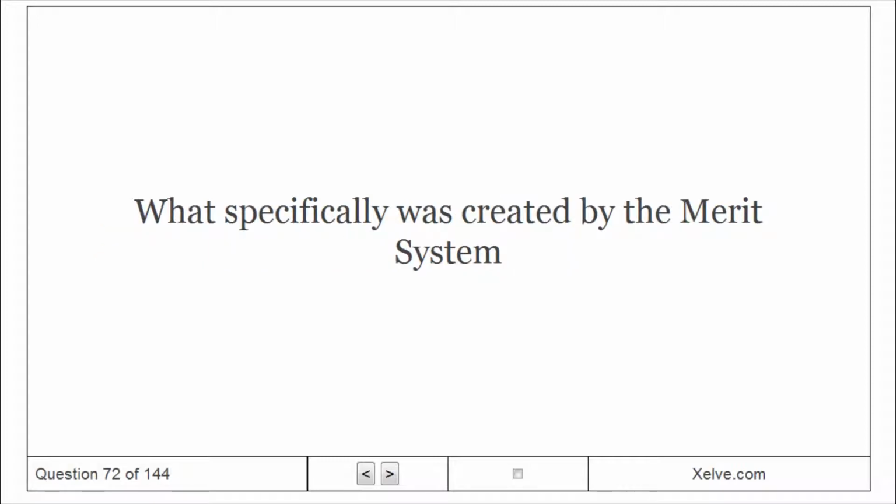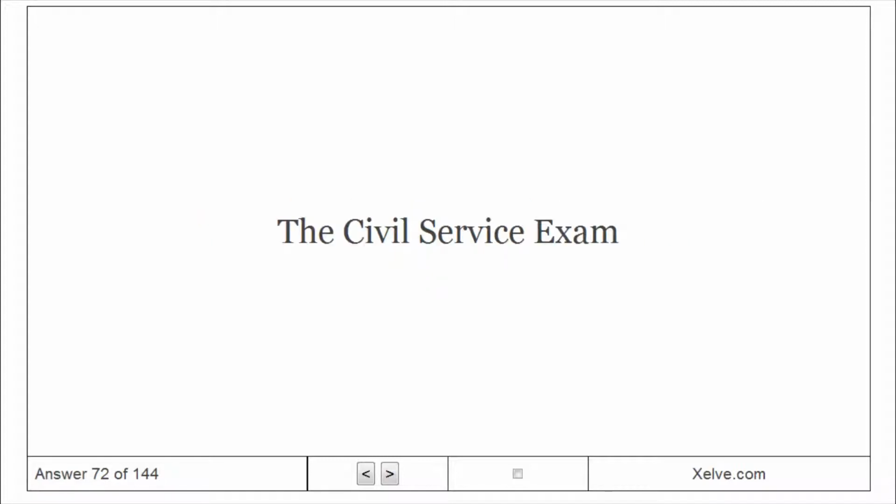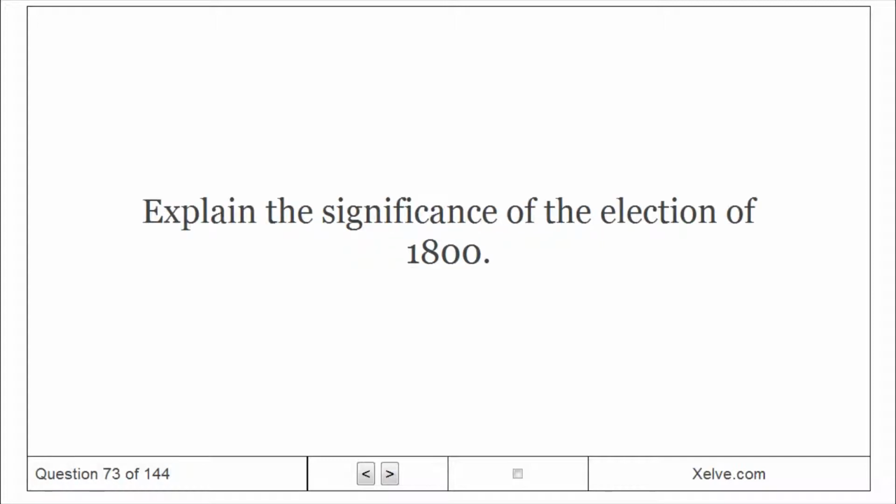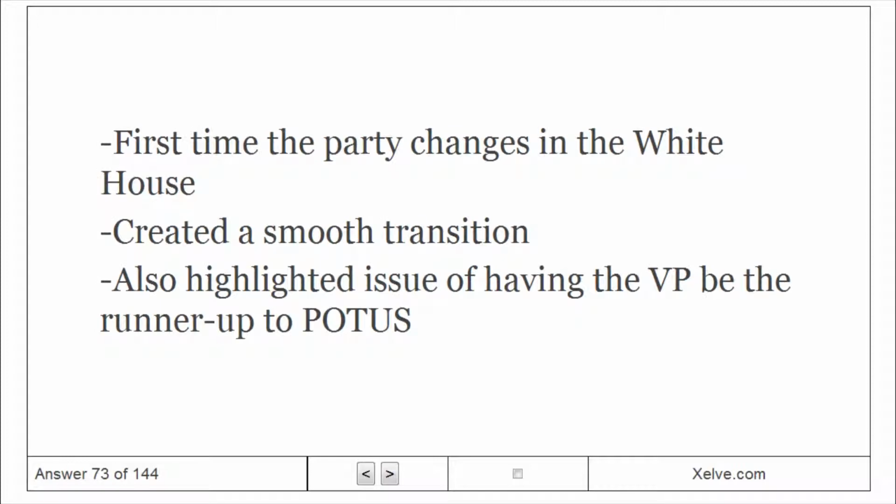What specifically was created by the merit system? The civil service exam. Explain the significance of the election of 1800. First time the party changed in the White House, creating a smooth transition. It also highlighted the issue of having the VP be the runner-up to POTUS.